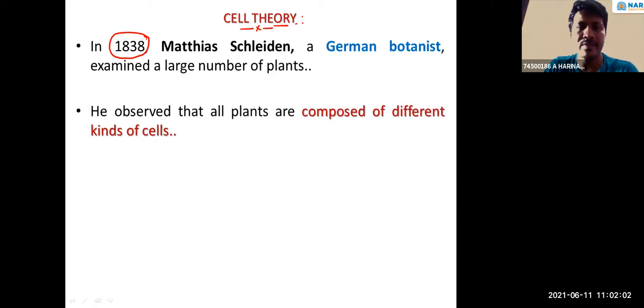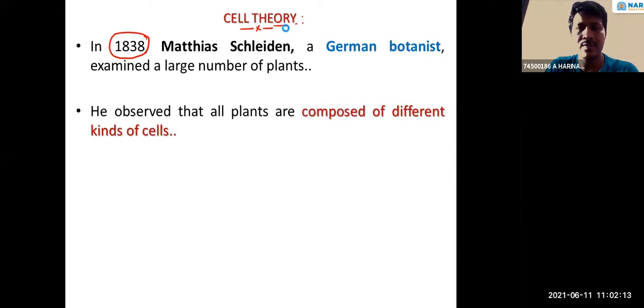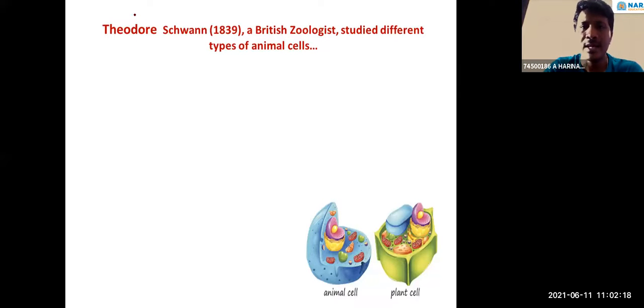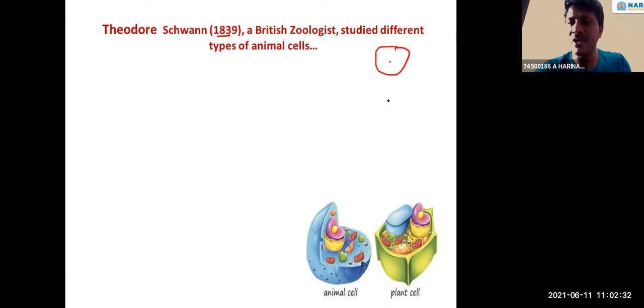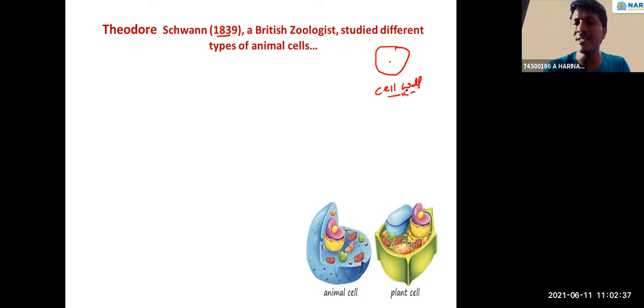Next, one more scientist. What he concluded is that plants are composed of different kinds of cells. So next one, Theodor Schwann. He is a British zoologist. In 1839, he studied the animal cells. What he found was the presence of the cell membrane, right? He also found the presence of a cell wall in plants. That is a unique character. The cell wall is absent in animal cells; the cell wall is present in plant cells.